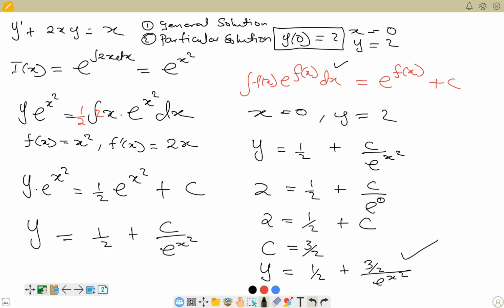In the next coming lesson, we will look at how we can apply these first order linear differential equations in word problems.